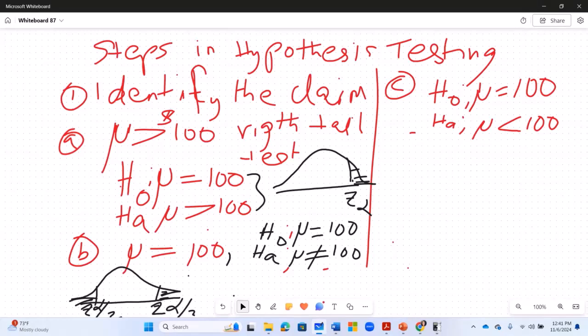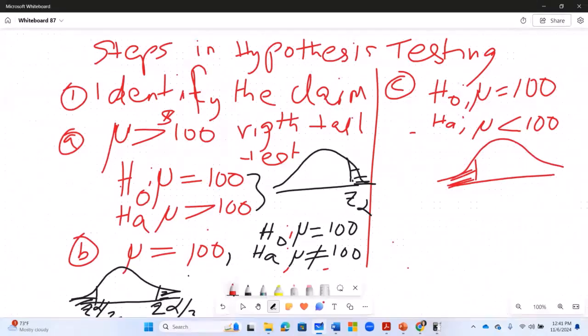Each one of them you can draw a normal curve. So I'm going to draw a normal curve for case 3. And for this case 3, it's a one-tail left test. And so it's still going to be Z alpha if I'm doing a normal distribution test. By the way, this is step 1.